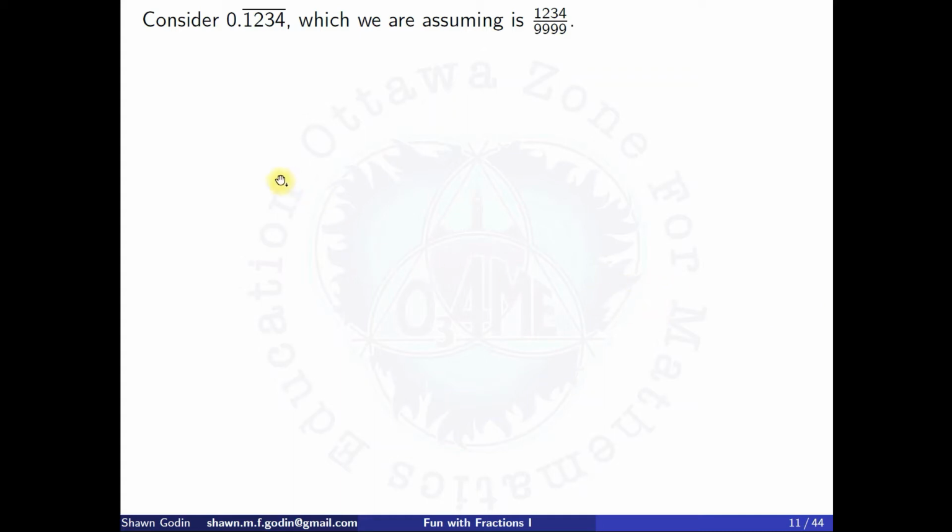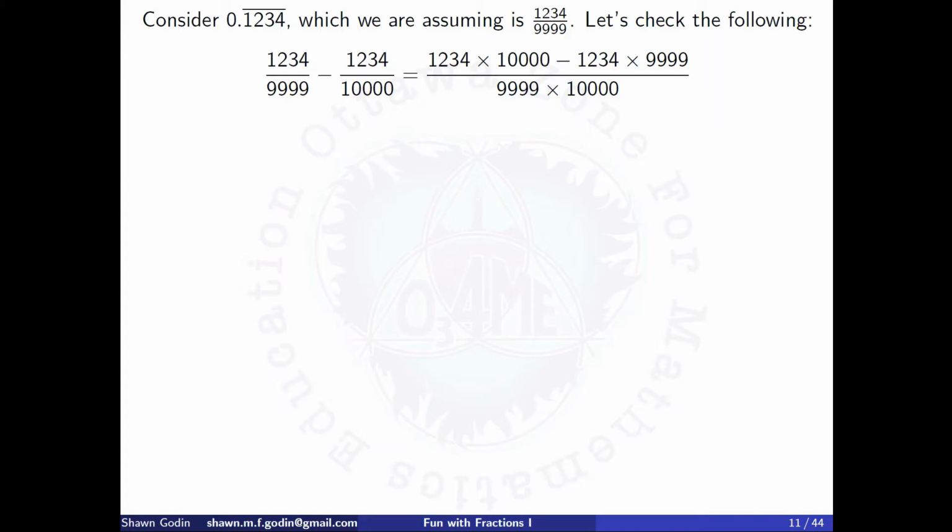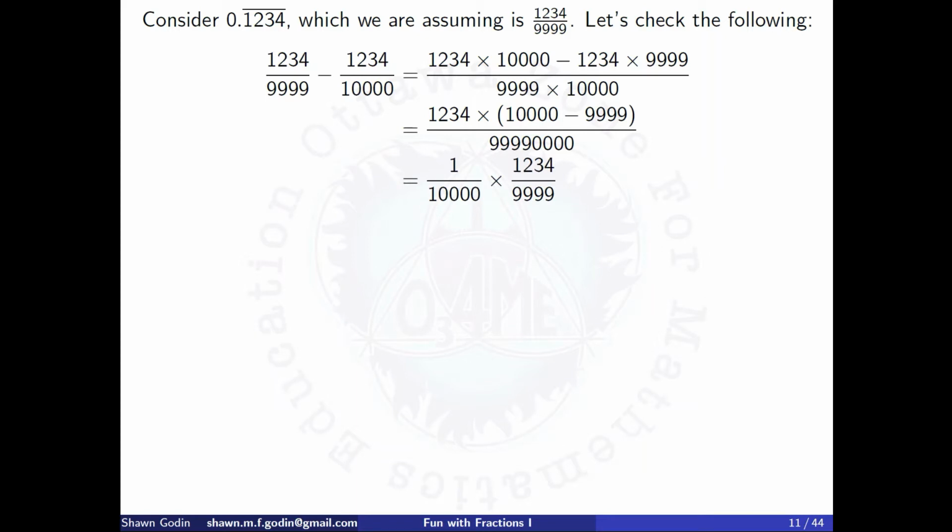I want to compare that to 1,234 over 10,000, which is just 0.1234 with no repeating. So if I take the difference between those two things and find a common denominator and do a little bit of algebra, I've got a common 1,234 in each case, so I can take that out. And I can write this in the form 1/10,000th times 1,234 over 9,999.